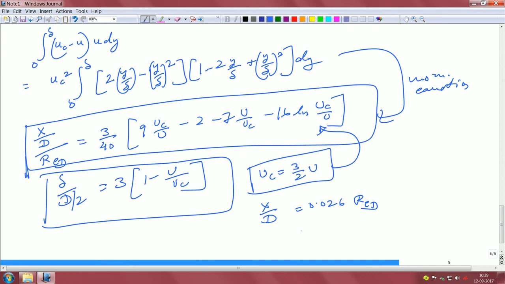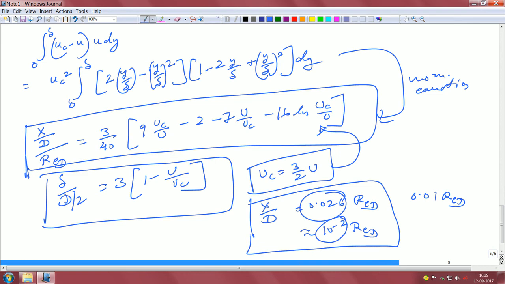This is almost of the same order as 10 to the power of minus 2 Reynolds number. What we got from Blasius was 0.01 Reynolds number d. So, this is not way off at all, this is of the same order, still 10 to the power of minus 2. So, your x by d at the point of boundary layer merger basically scales as 10 to the power of minus 2 Reynolds number. This is the thing that you should remember, this is how we got it.